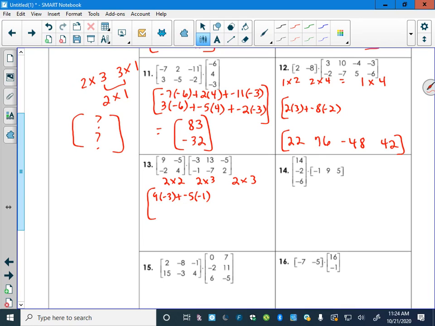I'd add, simplify. The final answer would be negative 22, 152, negative 55, and the bottom row is 2, negative 54, and 18.